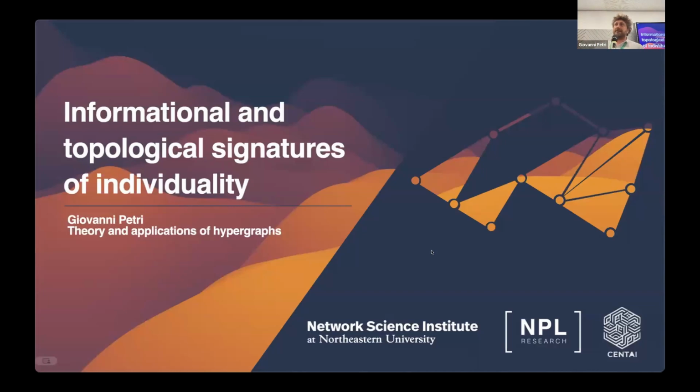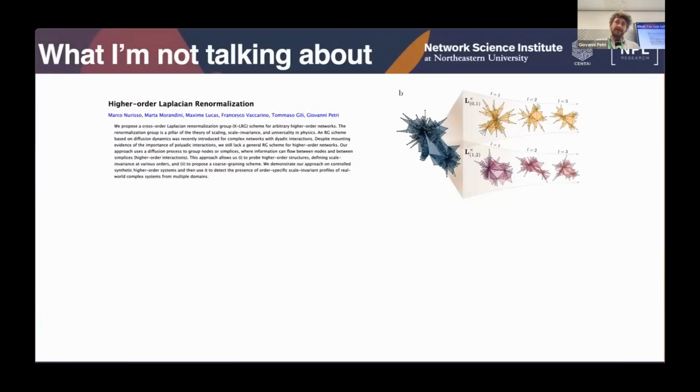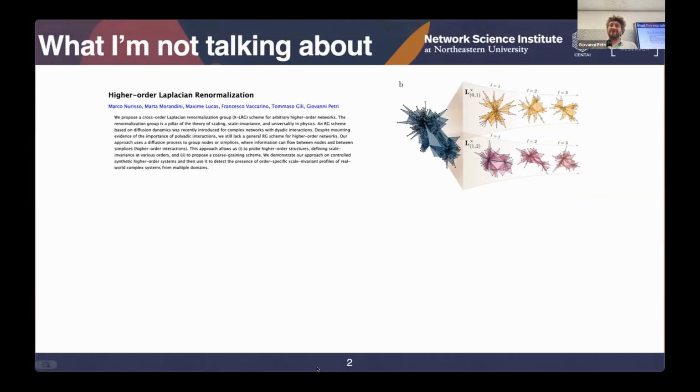So let me start by telling you what I'm not going to be talking about. The reason I'm doing that is because everybody's been talking a lot about math models and so on, so I wanted to make a change. This is a paper that is out there on the arXiv. It's about renormalization, and it's very nice. We are developing a very nice way of looking at scale invariance in higher order systems in general, hypergraphs and simplicial complexes. So please do go and check it out.